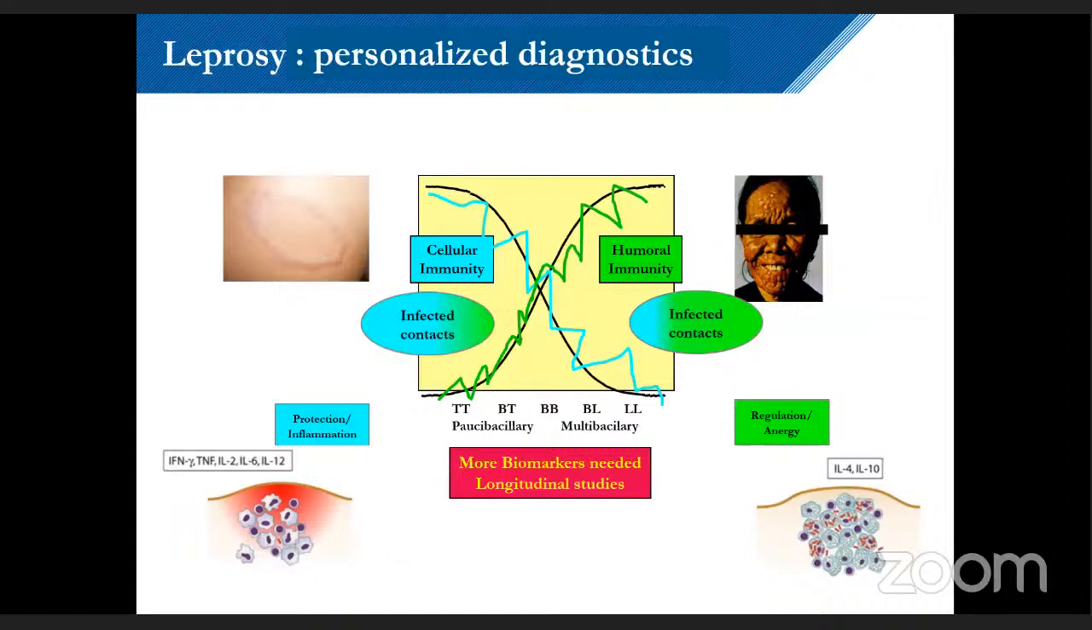On the other hand, on the right hand of this slide, there is the humoral immunity, which is present in lepromatous leprosy patients or multibacillary patients. And they have a lot of bacteria. They are not able to kill the bacteria, but they produce a lot of antibodies against Mycobacterium leprae, and they have a different cytokine pattern. So they have different footprints, so different biomarker patterns. And you can see that in the middle, those individuals are affected. They can either go to the left or to the right part of the spectrum. And to identify them, we need to know which biomarkers belong to that.